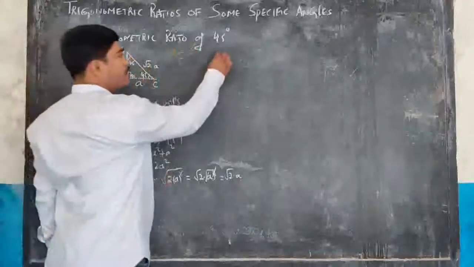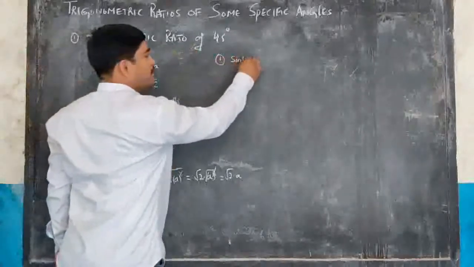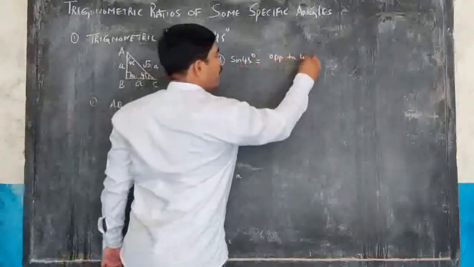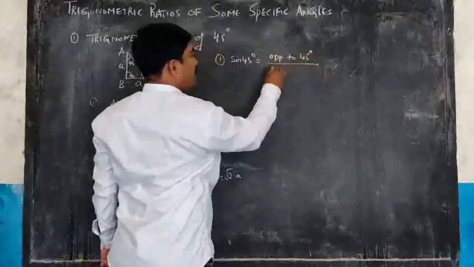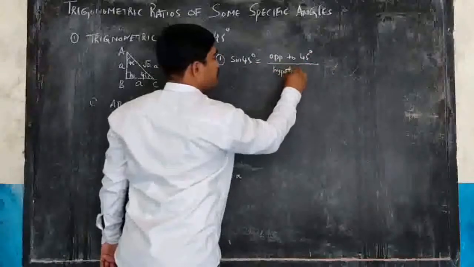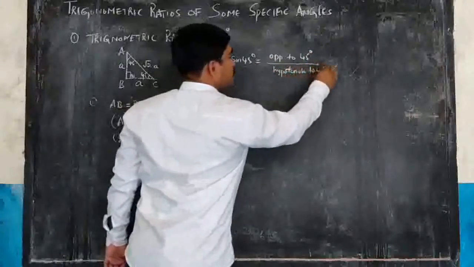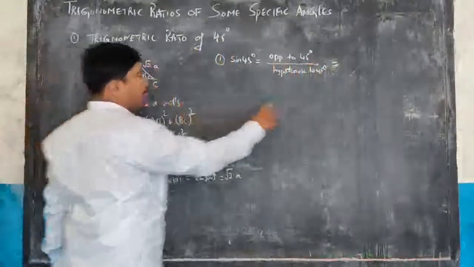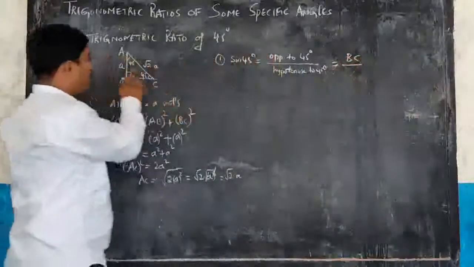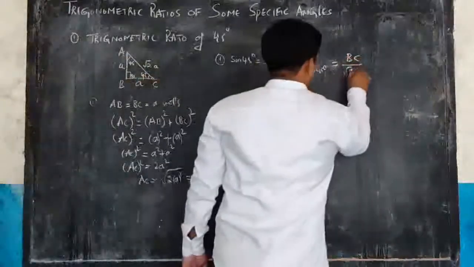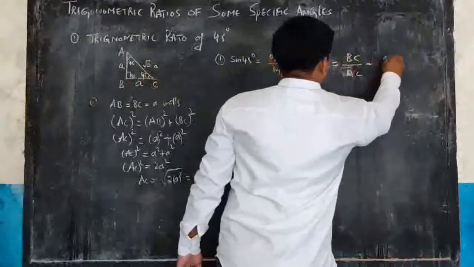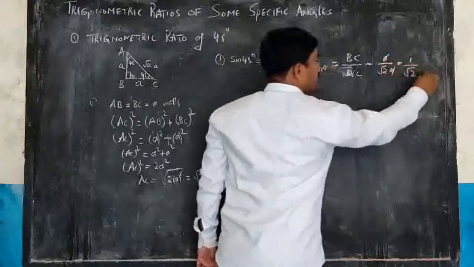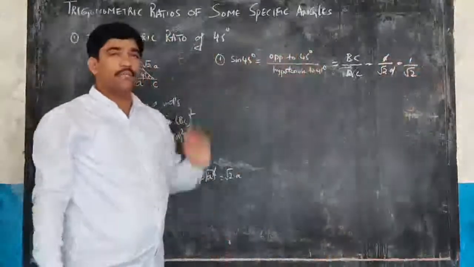What are the general trigonometric ratios we know? First I take sine. Sine 45 is opposite to 45 degrees by hypotenuse. If I consider from A, the opposite is BC, and the hypotenuse is AC, which is root 2 a. So the value is a by root 2 a. The a cancels, and sine 45 is 1 by root 2.